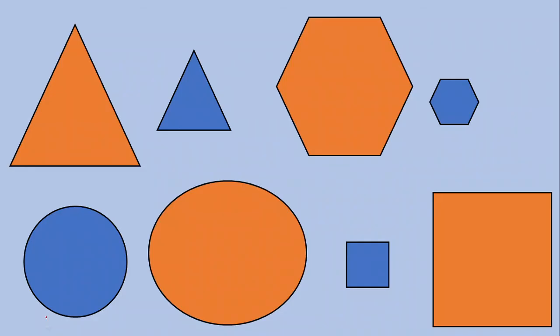Children, here we have a set of images. Now if I talk about set A, here we have two triangles. Both of them are triangles, but what is the difference? Both of them are having different lengths. Second, we have a hexagon. One is big and one is small. But yes, both of them are hexagons.